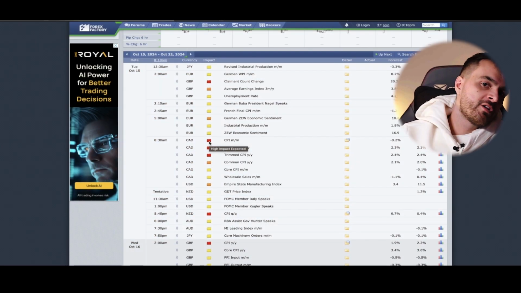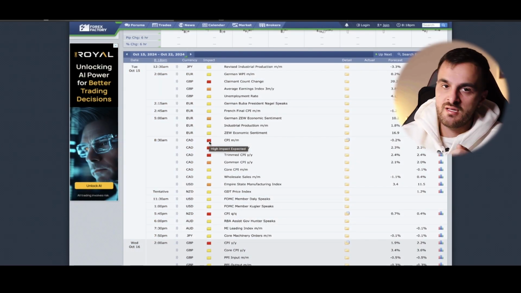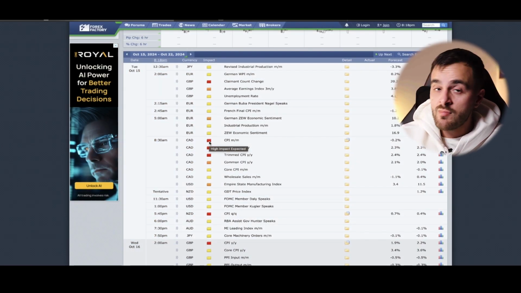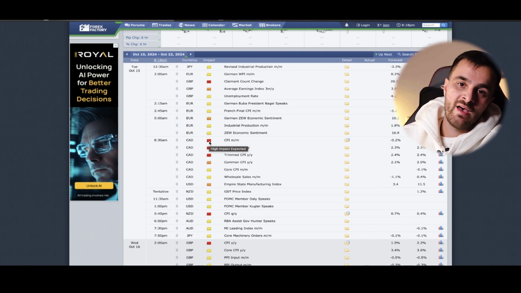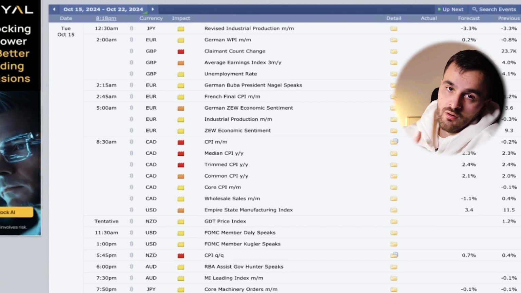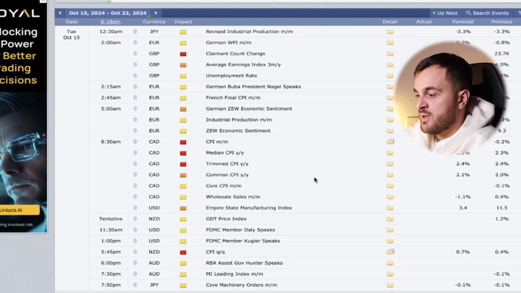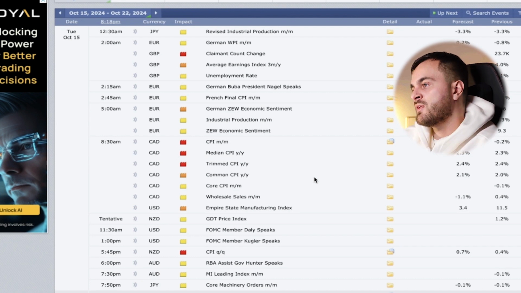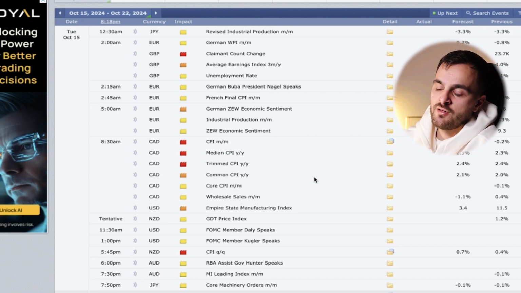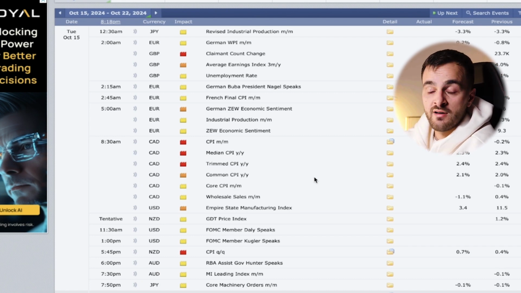So each news event is differentiated by 3 different things: the currency that it's going to affect, the time that the news release is going to come out, and then the impact of the news. You have 3 colors. You have yellow, orange, and red. Yellow is going to be low impact expected. It could be something that's not really going to have so much of an effect on the market.